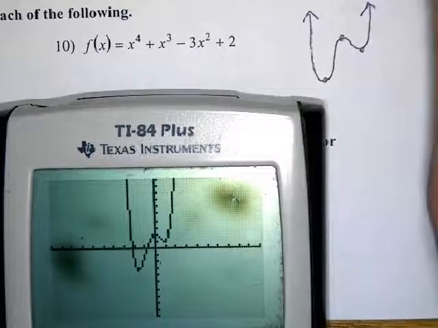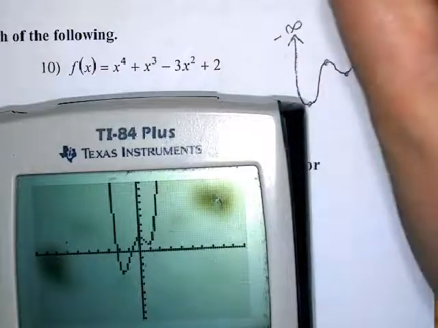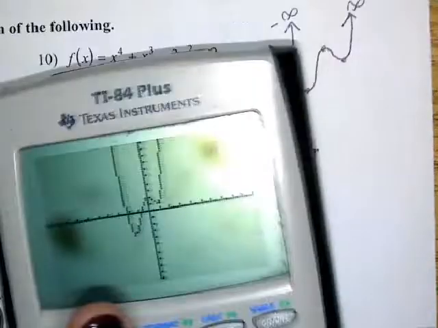Are they decimals for this one? Ugh, I hate it when they're decimals. Okay. Left arrow, right arrow.